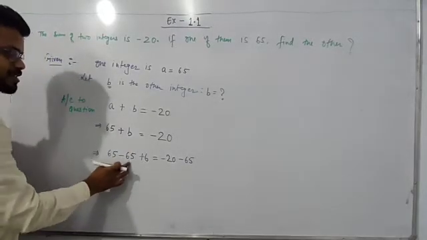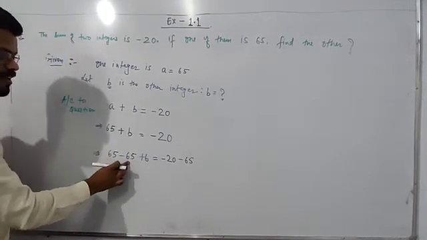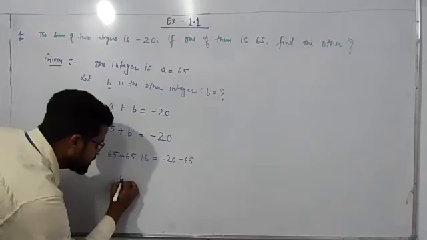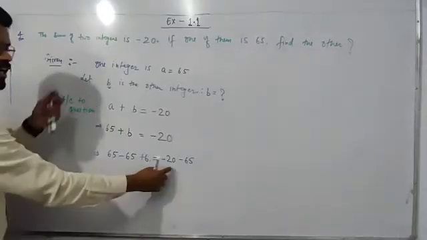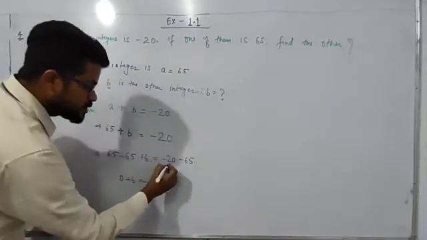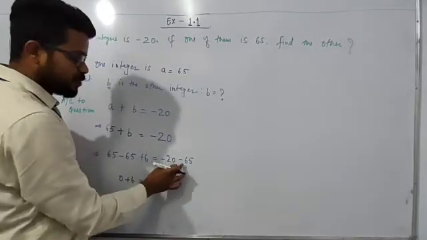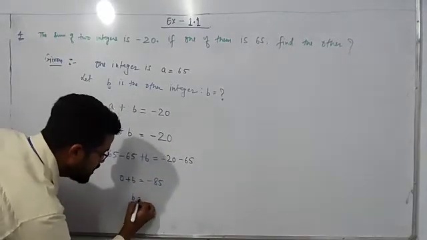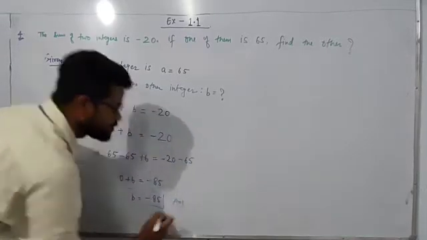So how does this 65 become 0? We just take the opposite sign of this 65 here and also here. So this becomes 0 here. This is 0 plus b is equal to minus 20 and minus 65. Both are integers of the same sign, so simply we add these two values. 65 plus 20 is 85, and we put the sign, which is minus. So this is minus 85. So the value of b is equal to minus 85, and this is your answer.